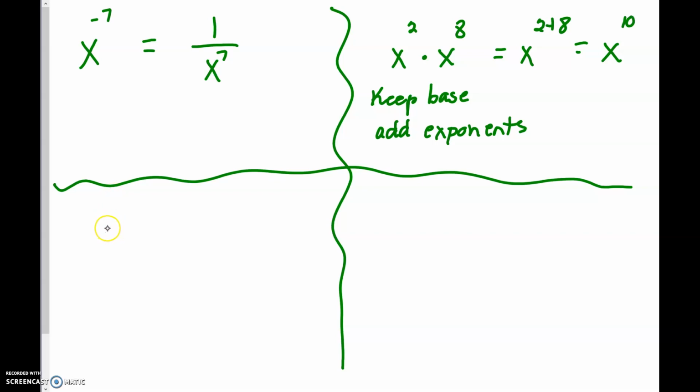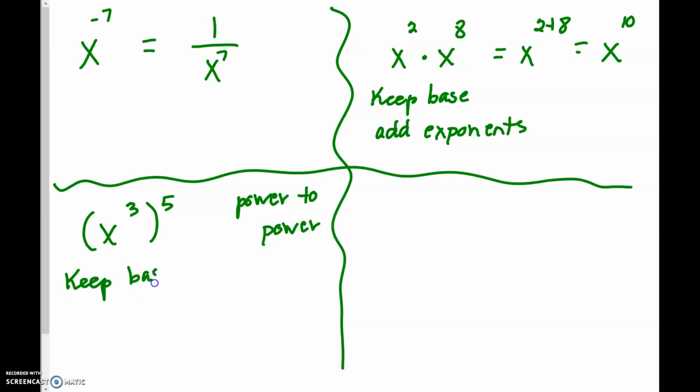All right, another one that we have here is when we have a power to a power. So x to the 3rd, and we're going to take that to the 5th power. This is called a power to a power. Again, you are going to keep your base. And this time we can't do the same rule. This time we are going to multiply your exponents. So when we do that, we're going to get x to the 15th power because 3 times 5 is 15.